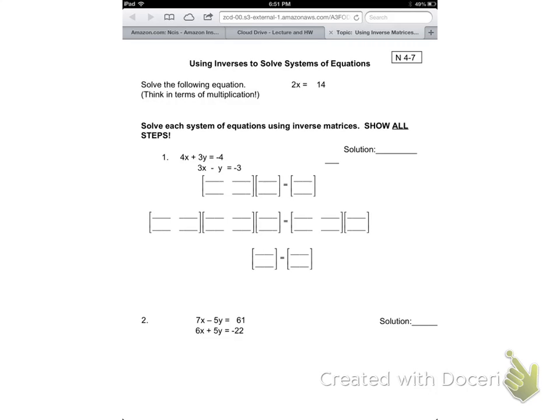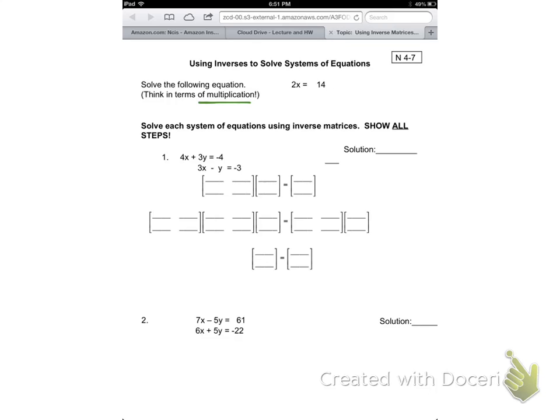All right, in this lesson we're going to talk about using inverses to solve systems of equations. And if you think about solving this first equation right here, 2x equals 14, in terms of multiplication, if you were using multiplication to solve it, you would multiply by the reciprocal of this 2.